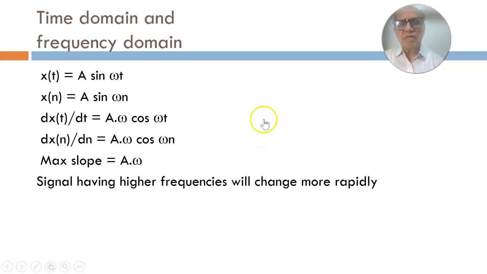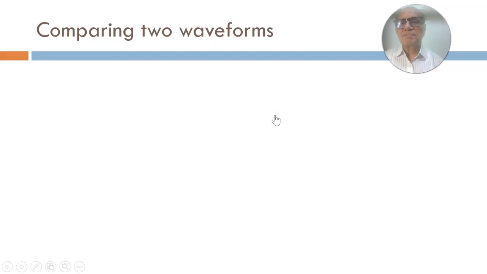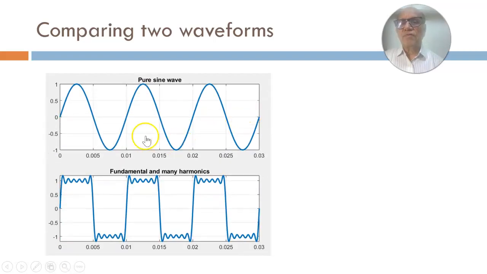So let me show you a specific example of this. Look at the two waveforms. This is a pure sine wave, so clearly this is only one frequency component and the time period is 0.01 second. That means the frequency of this sine wave is 100 hertz.